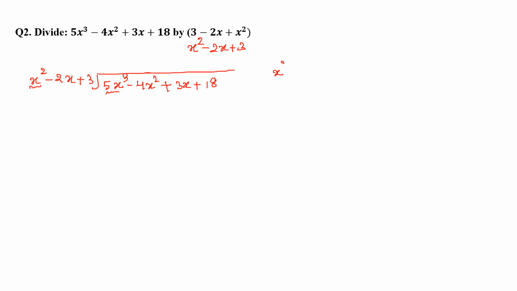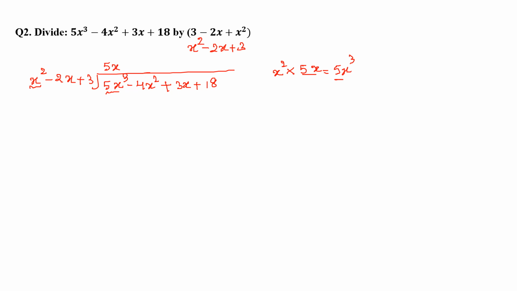So in x square, how much should I multiply such that I will get 5x cube? Here you see x square, here is x cube. So first I have to multiply by x, then only it will become x cube. And here it is 5. So multiply by 5. It means x square times 5x will give me 5x cube.